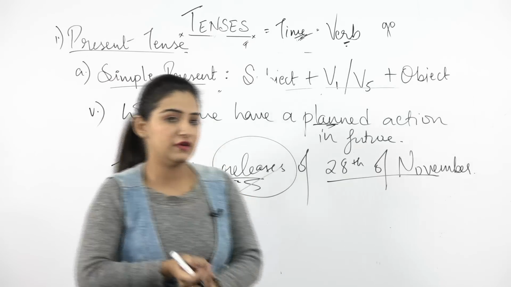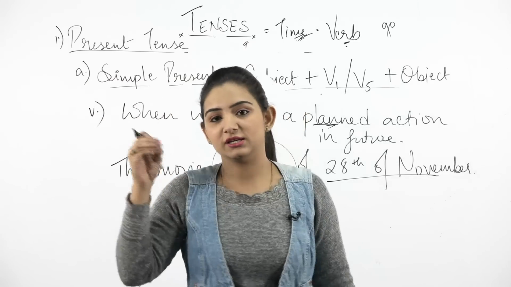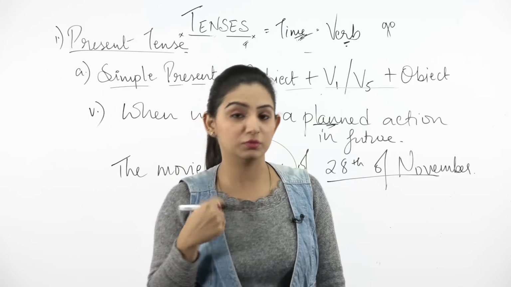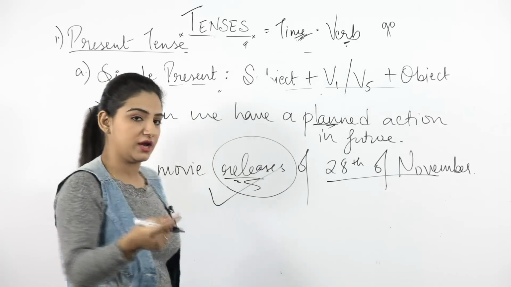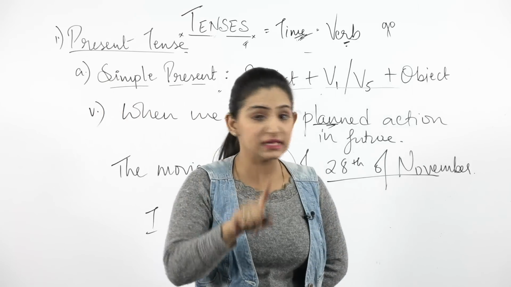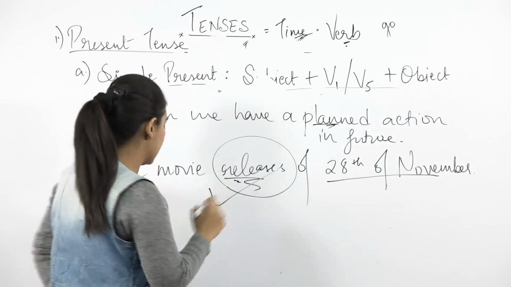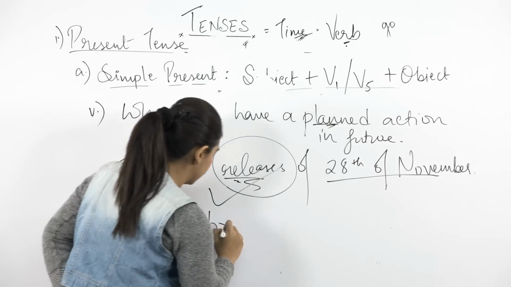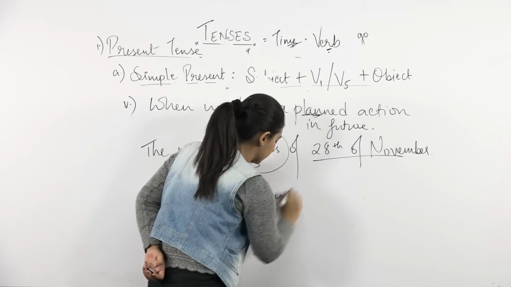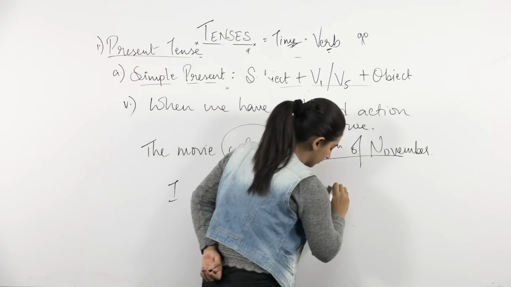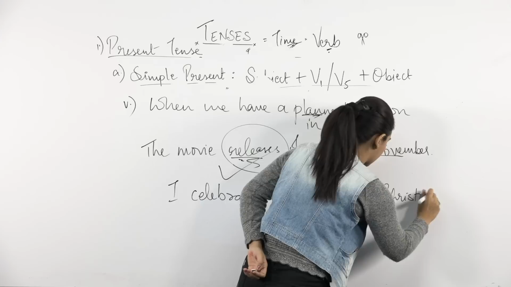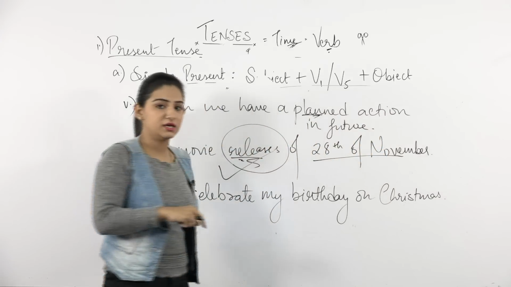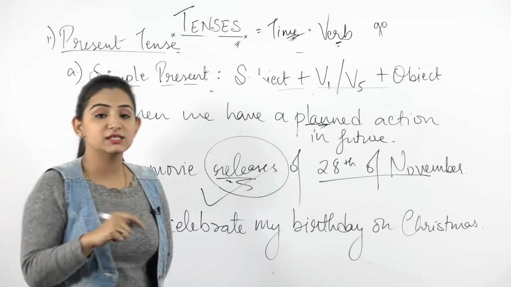For example, if I say, हम अपना बर्थडे सेलिब्रेट करेंगे क्रिसमस पे, तो बताओ इस सेंटेंस को हम कैसे लिखेंगे? I will celebrate my birthday on Christmas. We can either write it like this or I celebrate my birthday on Christmas. Will this sentence be incorrect if I say this? ये भी सेंटेंस करेक्ट होगा.